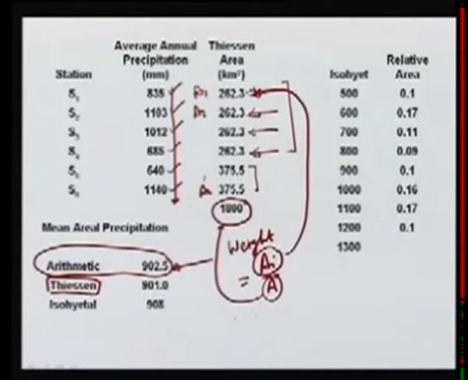This weight is given to the precipitation at each station. So this weight multiplied by the precipitation gives us the average precipitation for the whole area, and if we do that we get a value of 901 millimeters. So using arithmetic mean we got 902.5, Thiessen polygon 901, which is not very different.